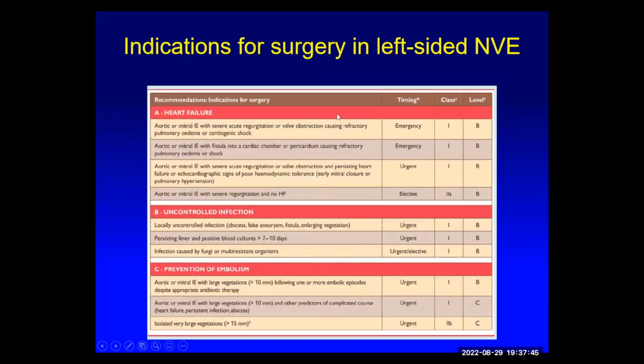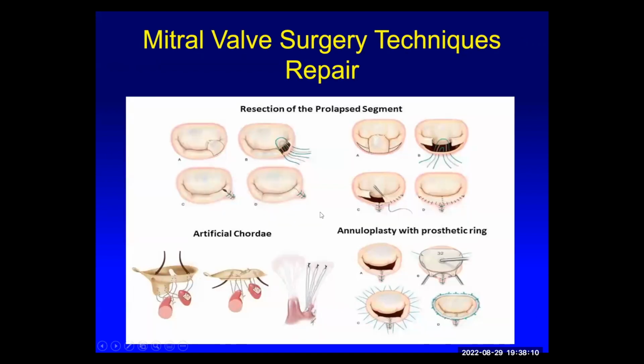When we operate on mitral valve, or for that matter, any kind of left side valve, aortic or mitral, when you have heart failure, when you cannot control the infection with antibiotics, the patient remains septic, and to avoid embolism, when you have a much bigger vegetation, either more than 15 millimeters, or you have vegetations, but also with other confounding factors. A little bit about the technique.